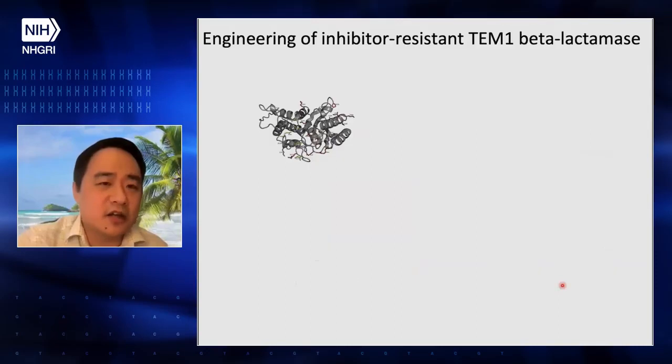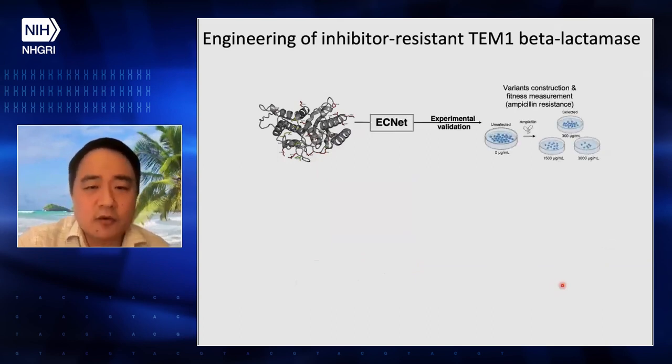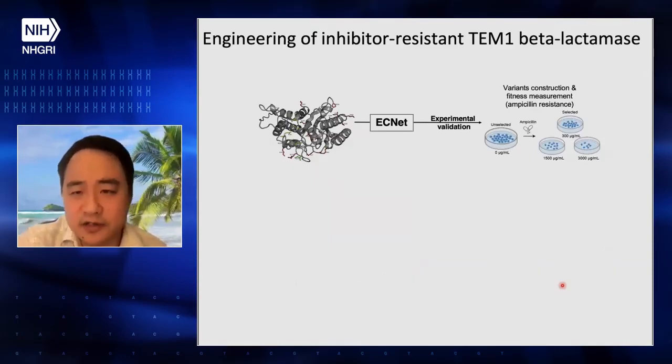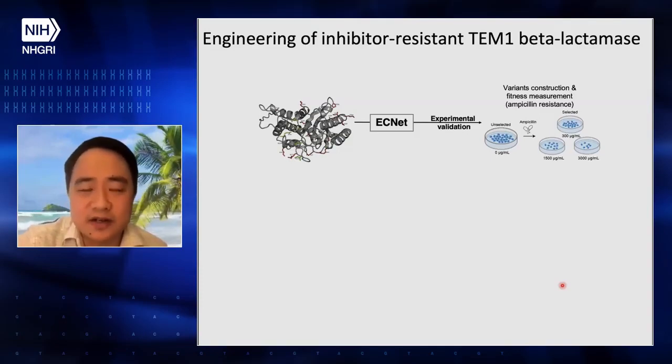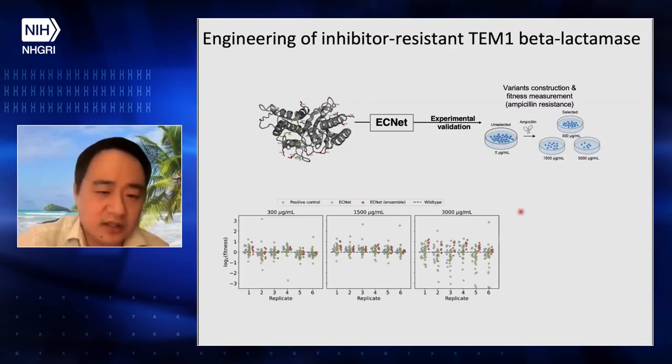Okay, so finally we apply this to actually engineer inhibitor resistant beta-lactamase. So we take the sequence and structure. We use our ECNet to design a collection of mutants with high order mutations, and we check whether they are resistant to a very important antibiotic compound, ampicillin, and we tested across different concentrations.